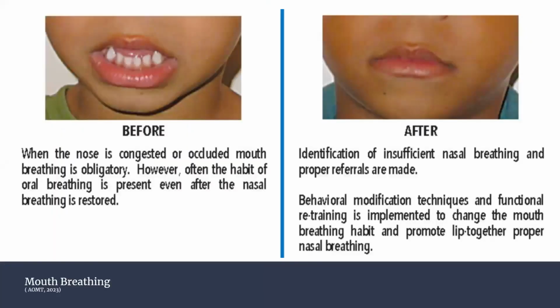So here are some cases. The first one is a mouth breather. So behavior modification techniques and retraining were implemented to promote lips together, proper breathing. And as we all know, mouth breathing changes the maxilla, the nose, the neck, the shoulders, and can be linked to gum disease, sleep disorders, TMD, and behavioral issues.